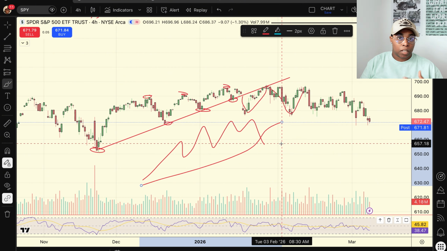Now you can spot these things on short term and long term time frames. This is a 4 hour. You go down to the 1 minute or the 5 minute, you can still spot higher highs, higher lows, higher highs, higher lows. And you use the smaller time frame to make short term trades.